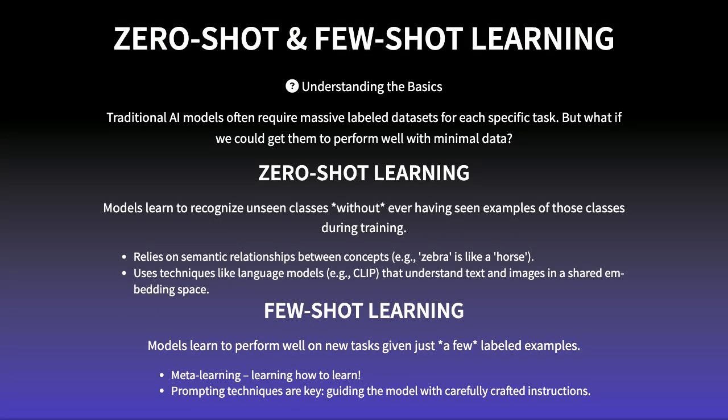Okay, let's talk about two really cool approaches that help AI tackle new challenges with less data: zero-shot and few-shot learning. Traditionally, you'd need tons of examples for a model to understand something completely new. But zero-shot means the model can recognize things it's never seen before simply by understanding how those things relate to what it already knows. Think of it like this: if a model has learned what a horse is, and a zebra shares similar characteristics, it might be able to figure out what a zebra is without ever having been shown one. Few-shot learning takes it a step further. We give the model just a handful of examples, maybe 5 or 6, and it can quickly adapt to a new task. It's like teaching someone a new skill really fast with just a quick demonstration.